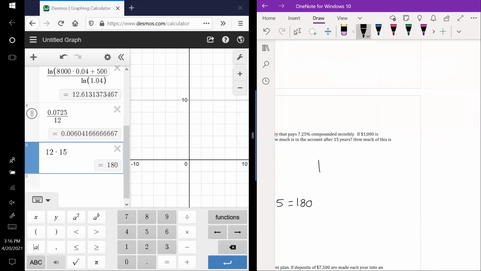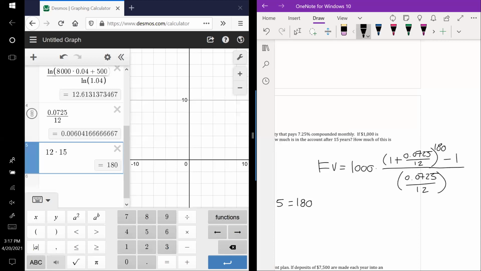Okay, so future value equals your payments, which is 1,000, times 1 plus I, and our I is 0.0725 over 12, raised to the 180th minus 1. So all that's in the numerator. And then we put it all over I, which is 0.0725 over 12.